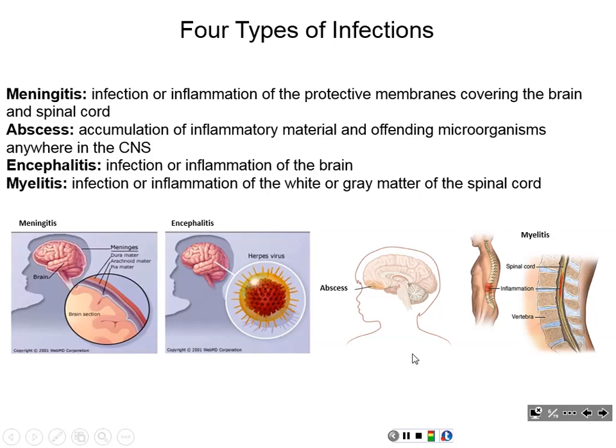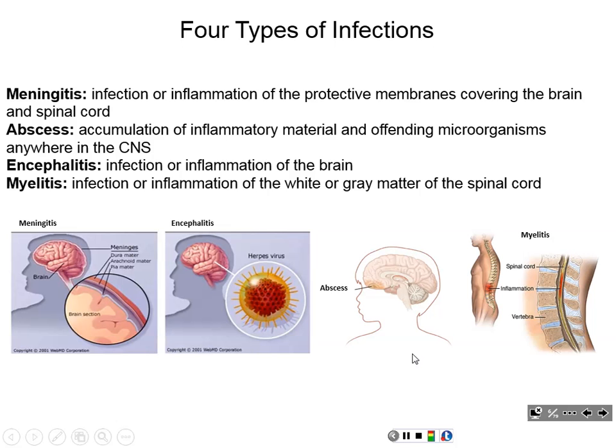So there are 4 types of infections that an organism can cause once it gains entry to the central nervous system. The first is meningitis. This is an infection or inflammation in the protective membranes covering the brain and spinal cord. So actually an infection in the meninges. Next are abscesses. And this is an infection leading to an accumulation of pus and inflammatory material with offending microorganisms anywhere in the CNS. We're going to focus on brain abscesses, but these can also occur elsewhere in the central nervous system.